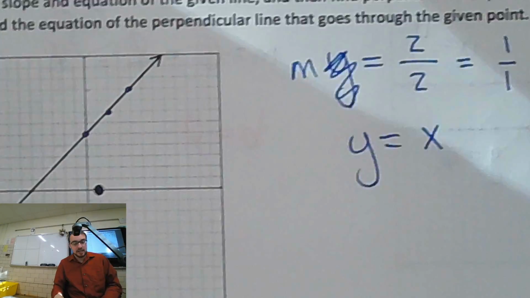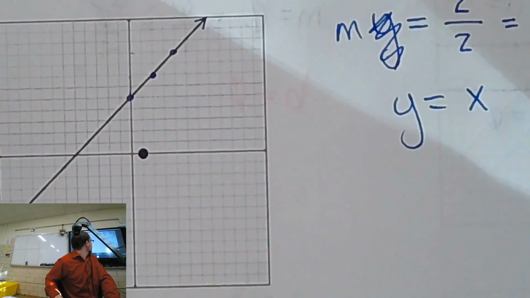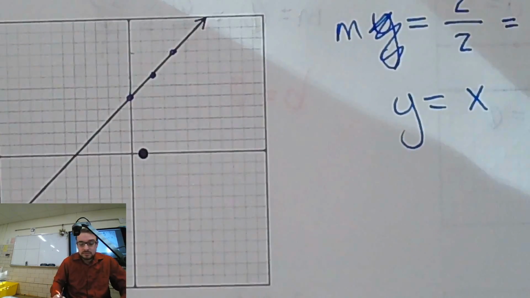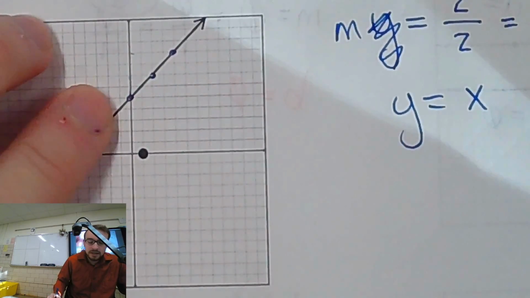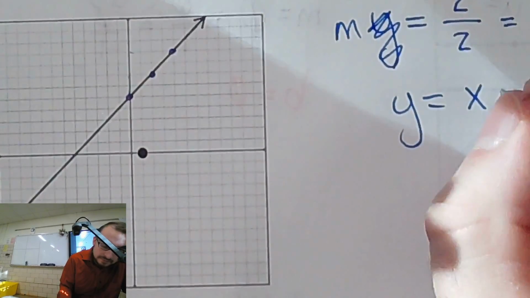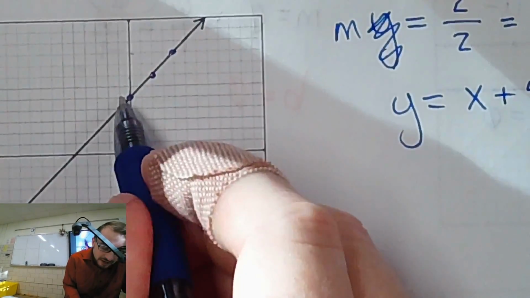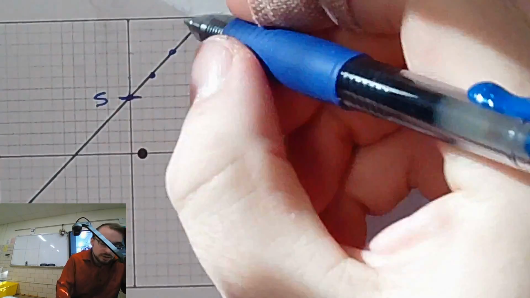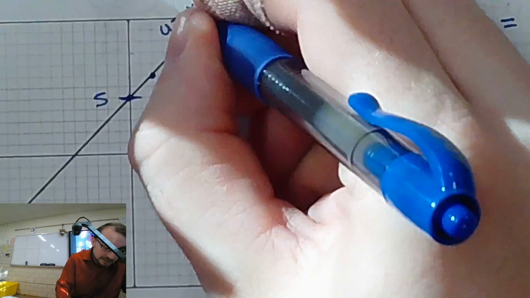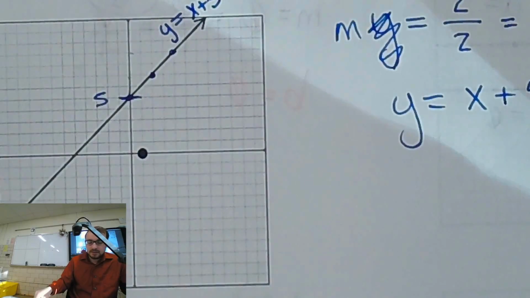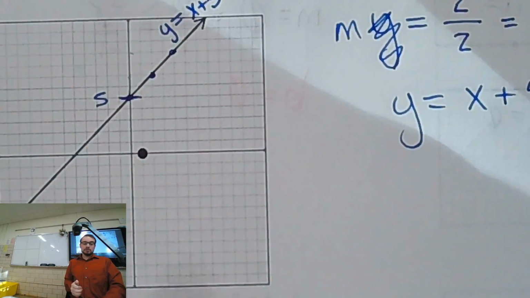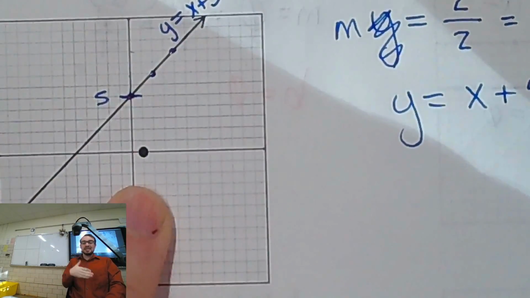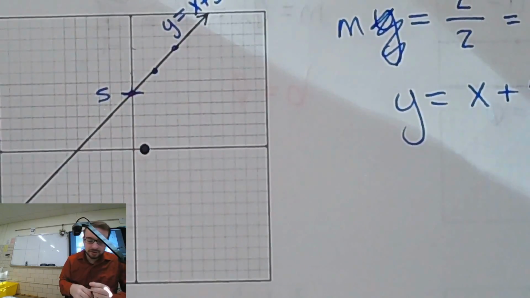Now, what's the y-intercept for this guy? What's the y-intercept? 5. It hits it at 5. This is 5. So that's the equation of the blue line. Y equals x plus 5. Now we want a line that goes through this point and is perpendicular to that line. So we need perpendicular slope.